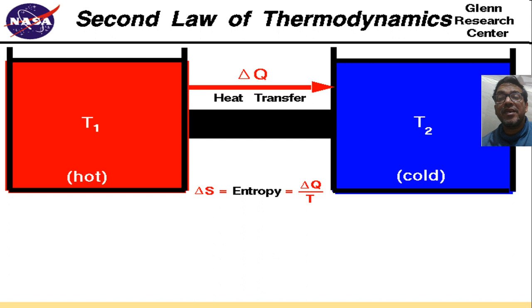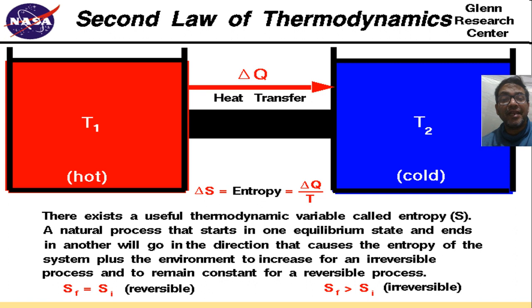Then we can write a new term. I am introducing a new term called entropy. So what is entropy? The mathematical expression of entropy is ΔQ by T, that is, the change in the amount of heat of the system divided by the temperature. But conceptually, what is it? Entropy is increasing, which means the system will go toward a non-equilibrium state.